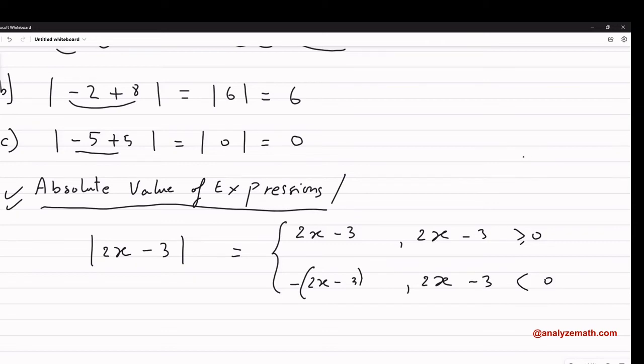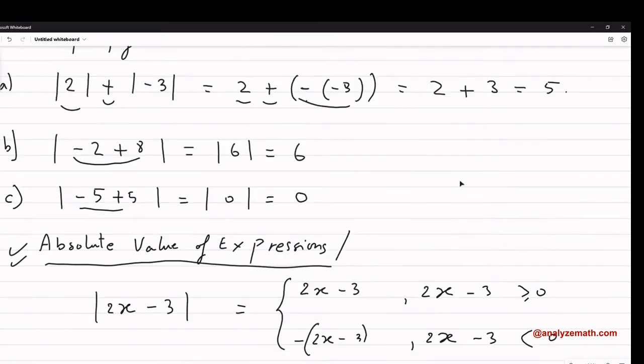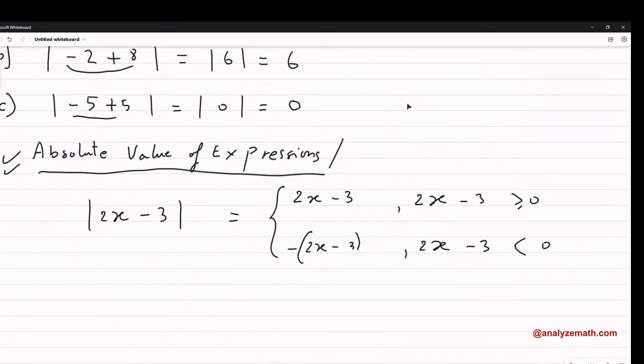So you apply the same thing as the definition here to any expression. So the absolute value of 2x minus 3 is equal to 2x minus 3 when 2x minus 3 is positive, and this is equal to the negative of 2x minus 3 when 2x minus 3 is negative. Very simple.